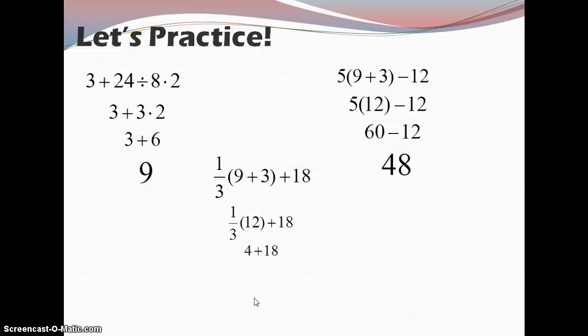So after I simplify down the multiplication, I have no more multiplication or division left, so I can deal with my addition. 18 plus 4, 22.